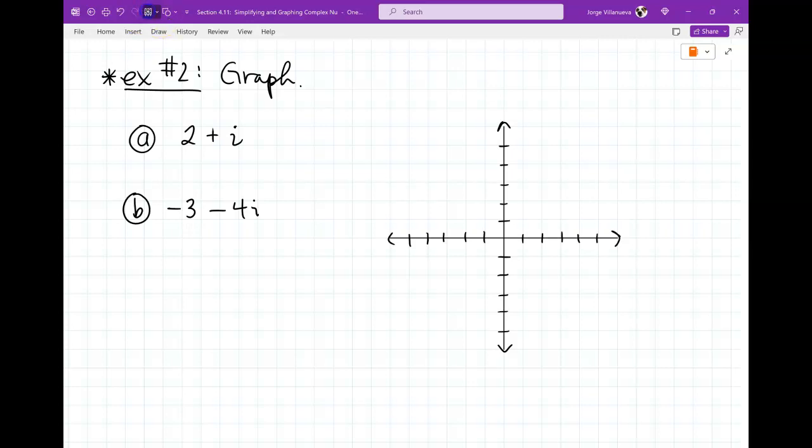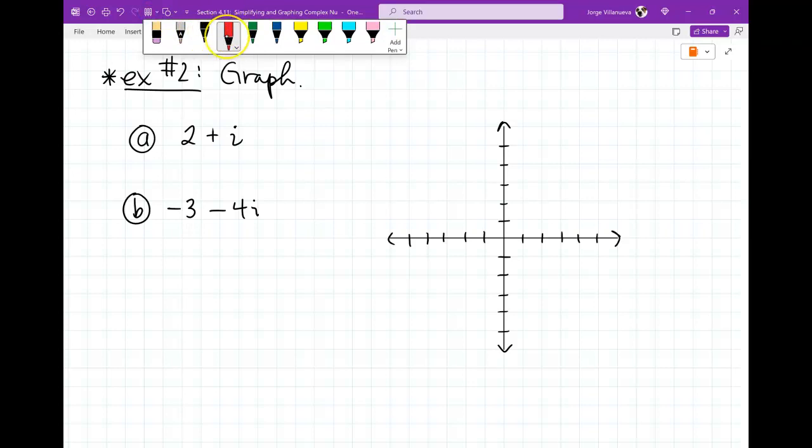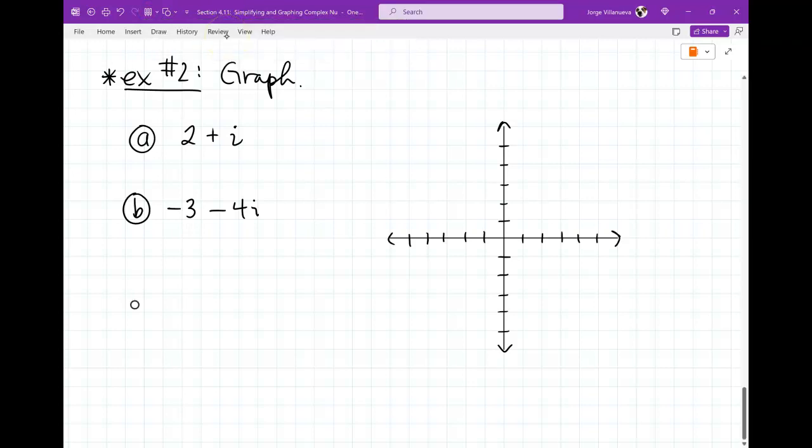So the first thing I would like you to do, not that you have to, is rewrite each one of these as a point. Okay? So 2 plus i, what does that translate to as a point? Not 2, it's 2 and then plus i, so positive one.